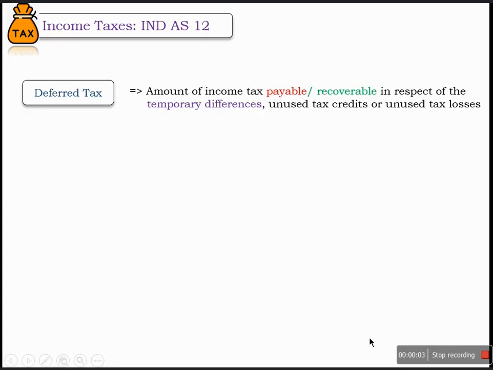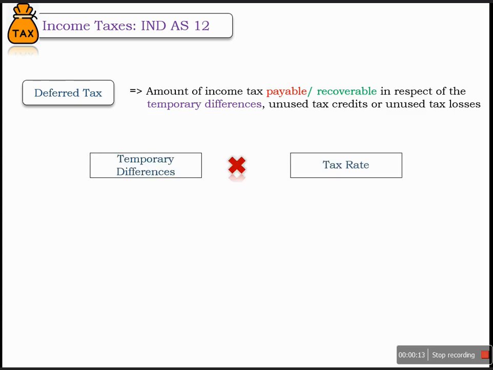Deferred tax is the amount of income tax that is payable or recoverable in respect of temporary differences or unused tax credits or unused tax losses. Deferred tax is calculated by multiplying the tax rate by the temporary differences, and temporary differences are arrived at by reducing the tax base from the carrying amount.